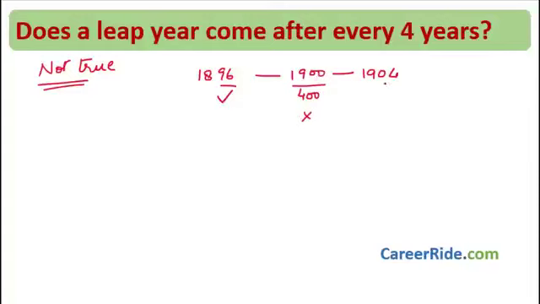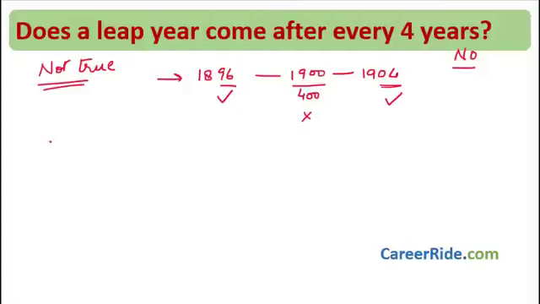Now come to 1904. 04, completely divisible by 4? Yes, it is. So it is a leap year. So you can see from here yourself that a leap year does not come after every 4 years. This is a really interesting thing that a lot of us do not know. But this is a really important thing, because it will make a lot of difference when you solve the questions. You'll require this information to solve the questions.